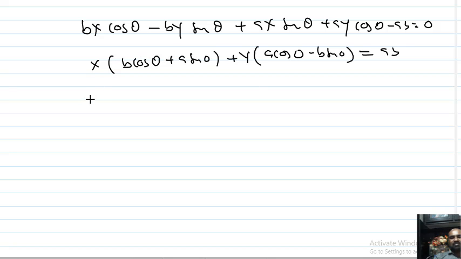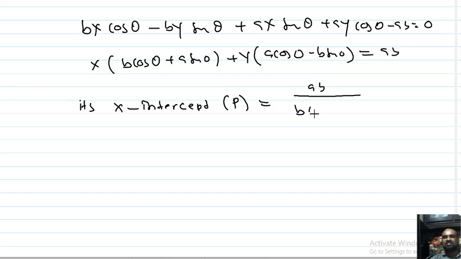Its x-intercept, in bracket p. x-intercept means you need to write y equal to 0. What you will get at x, that is the x-intercept. Put y equal to 0. This will vanish. What you will get, x equal to ab by b cos theta plus a sin theta. This is the x-intercept of the transformed equation, that is said to be p.